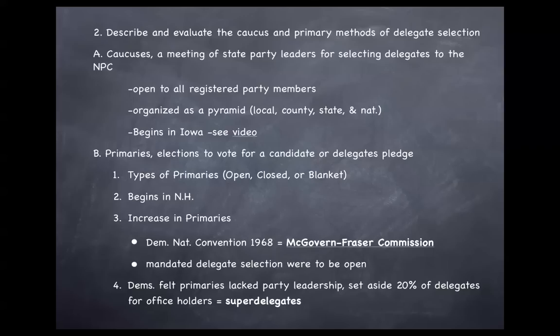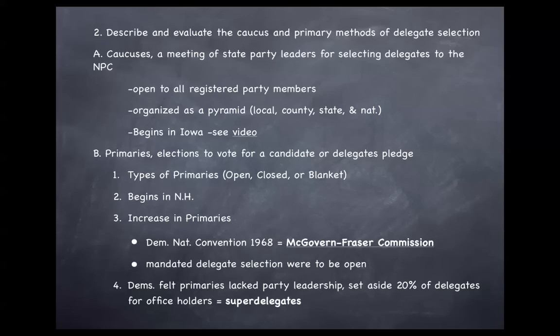Primaries have been increasing over time due to what happened at the Democratic National Convention in 1968. Many of the party members in the Democratic Party felt like they weren't being truly represented, and the McGovern-Fraser Commission made it a mandate that delegate selection be more open. The result is having more primaries, where the party members, and not actually party leaders, are doing the selecting of delegates.